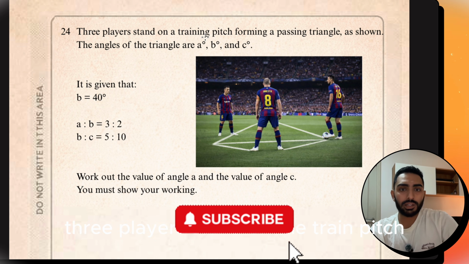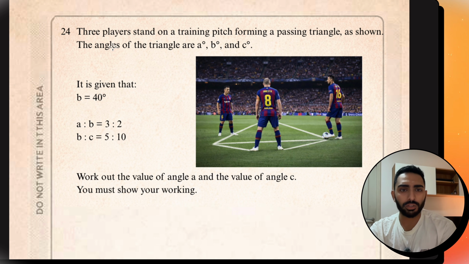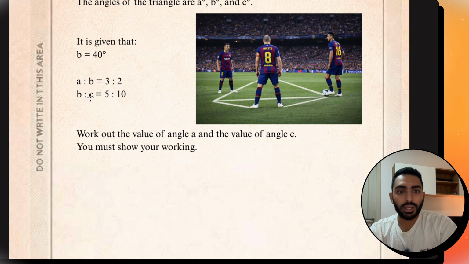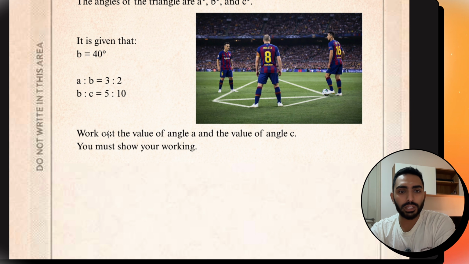Question 24. 3 players stand on a training pitch forming a passing triangle as shown. The angles of the triangle are A, B, and C. We've got Xavi, Iniesta, and Busquets there. It's given that B is 40, A to B is 3 to 2, B to C is 5 to 10. Work out the value of angle A and the value of angle C.